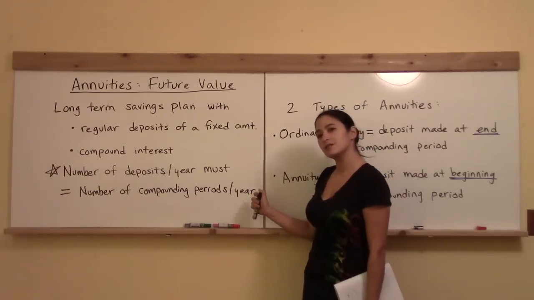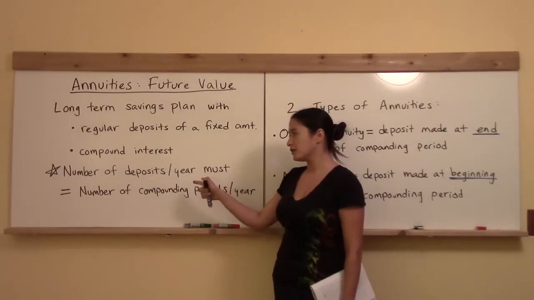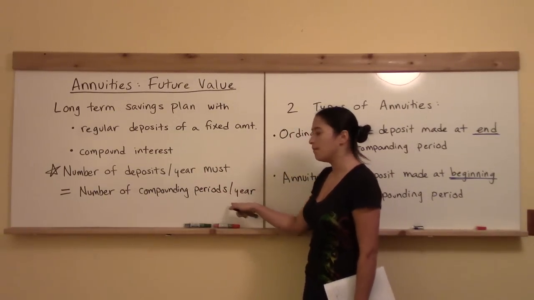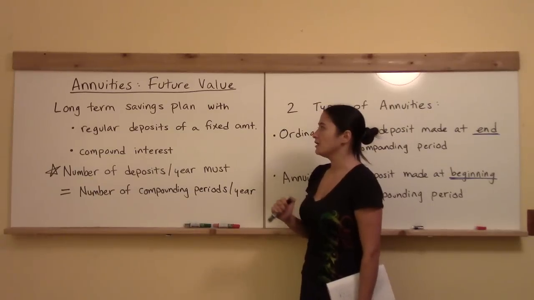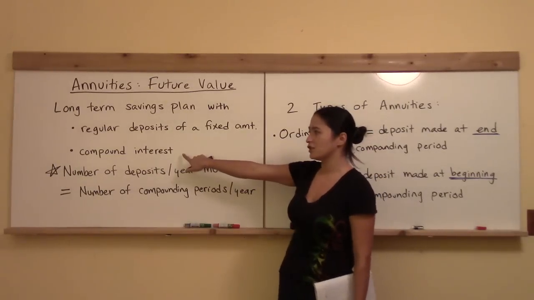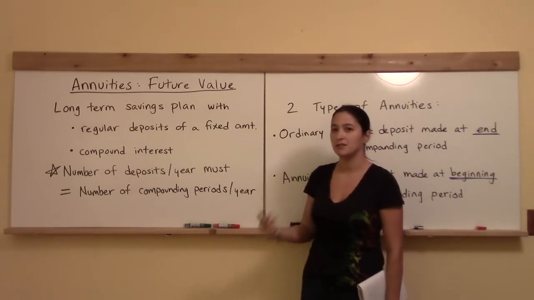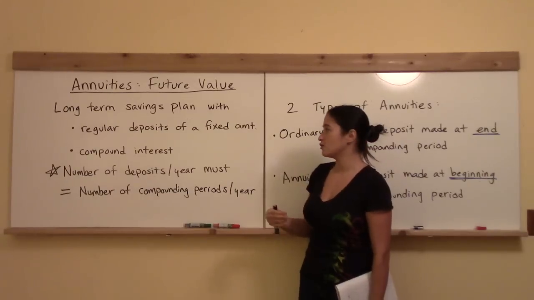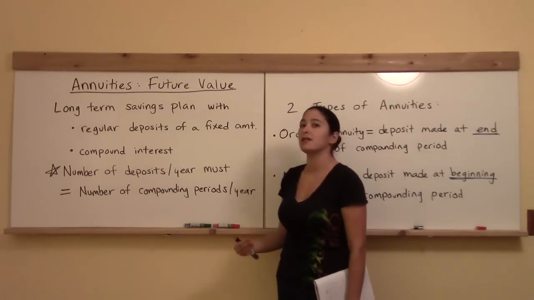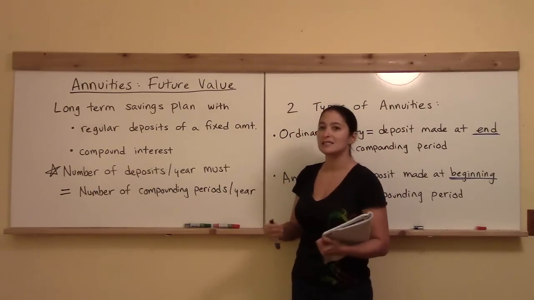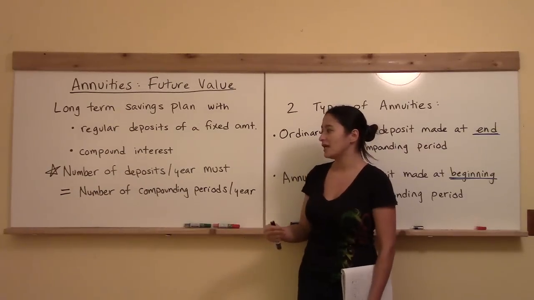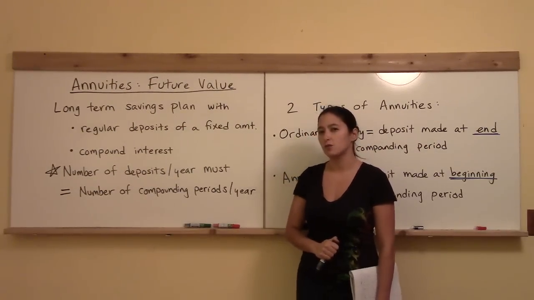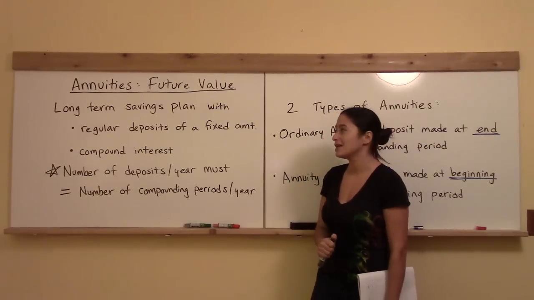And this star thing is very important here. The number of deposits per year that you're making must be equal to the number of compounding periods per year. That's to say that if this is working on compound interest and it's compounding monthly, then my deposits will be made monthly. If my compounding is happening quarterly, then my deposits must be made quarterly, weekly with weekly, etc. The number of times you put in money has to be the same as the number of compounding periods per year in order for the math to work out as easily as we'll see it here.